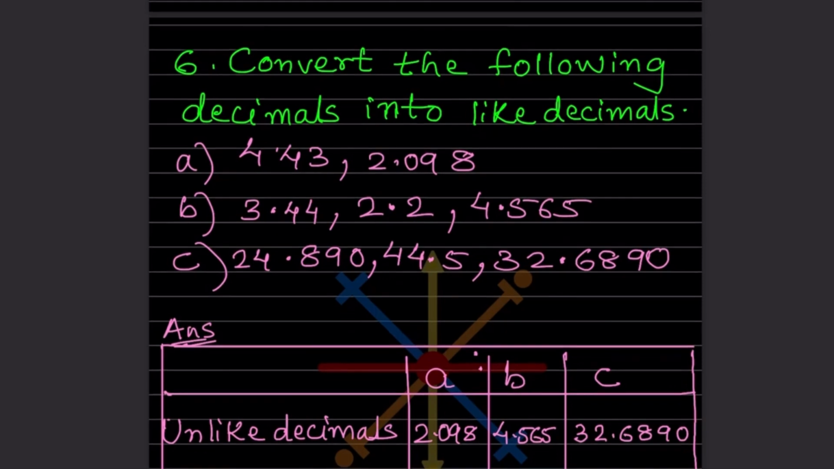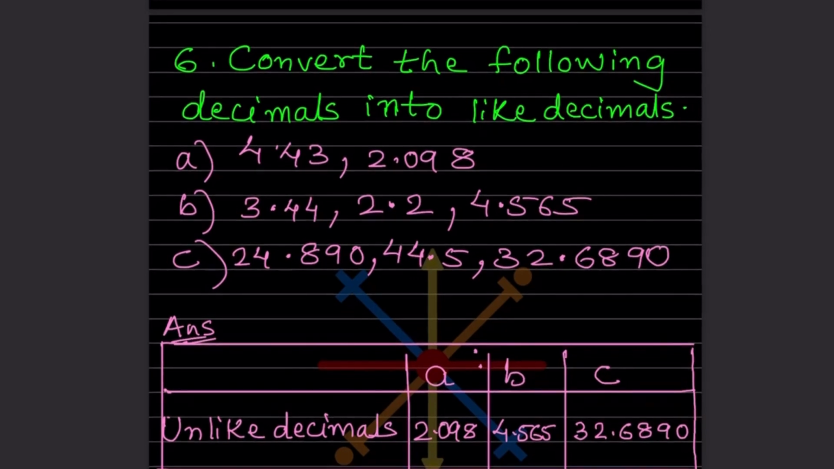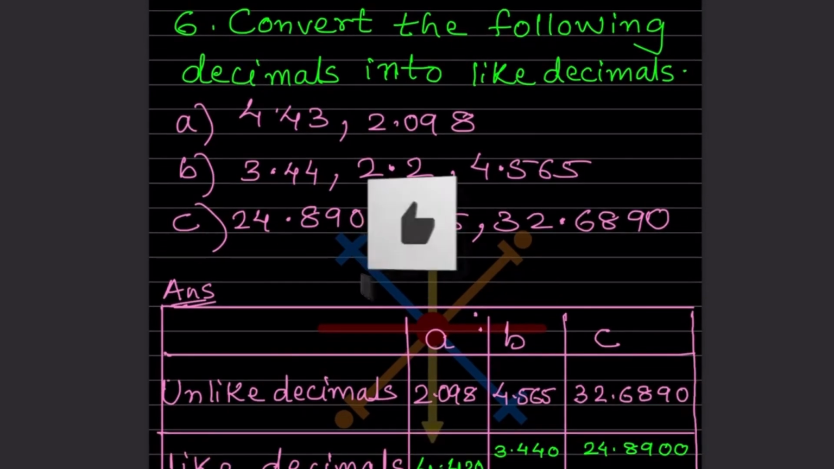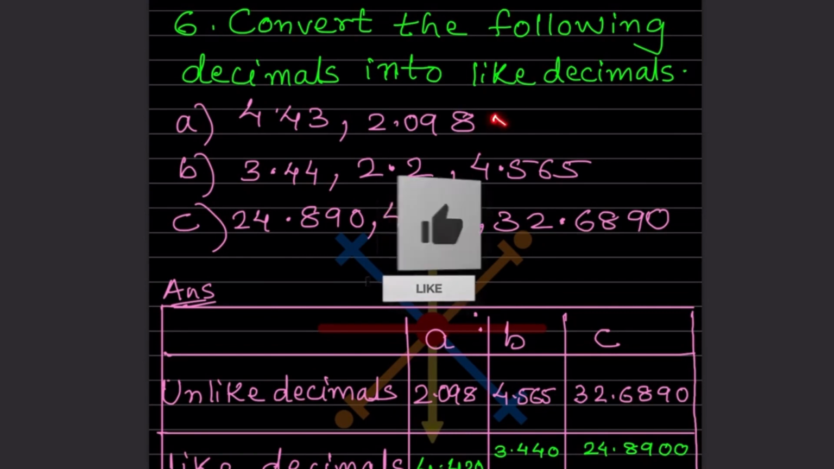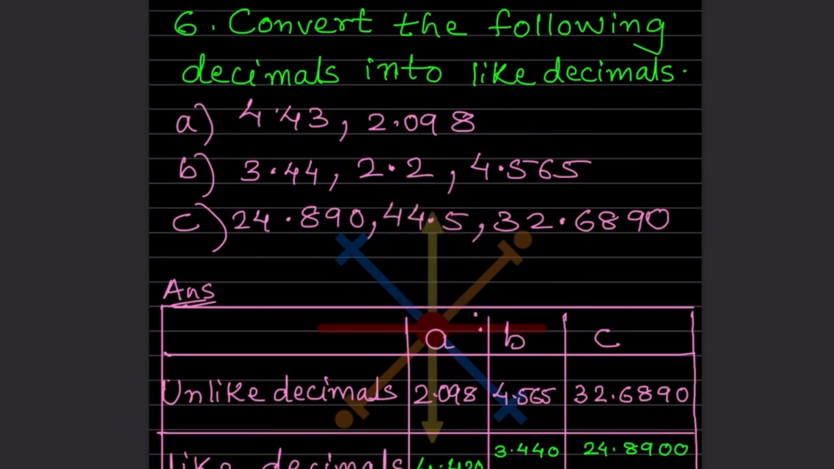Convert the following decimals into like decimals. Now look here. 4.43 is given and 2.098. So now what are you going to do? You are going to convert these to like decimals. Here, after the decimal there are only 2 numbers and here there are 3 numbers. So these are unlike. So we have to make them like.